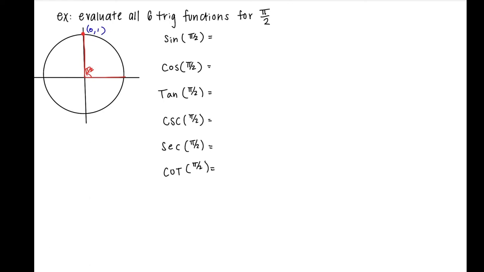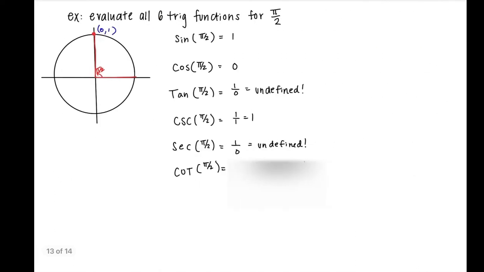Here's another chance. Find all 6 trig functions for pi over 2. I even drew out the angle for you and gave you the coordinate. Go ahead and pause the video. Try to work these out yourselves. I will flip to the answers in 5 seconds. Okay, how'd you do? This one's a little tricky. We have some undefined values, and we're going to talk about that in a second.